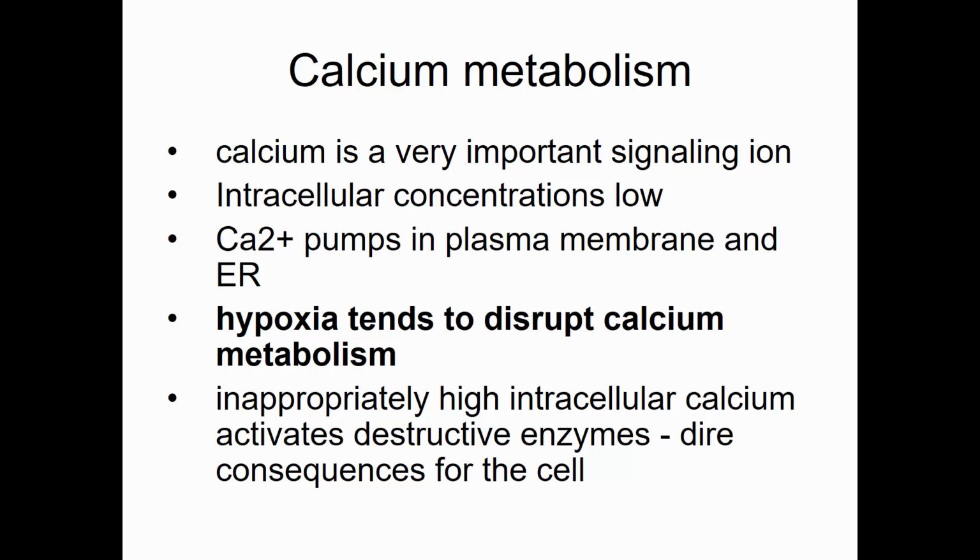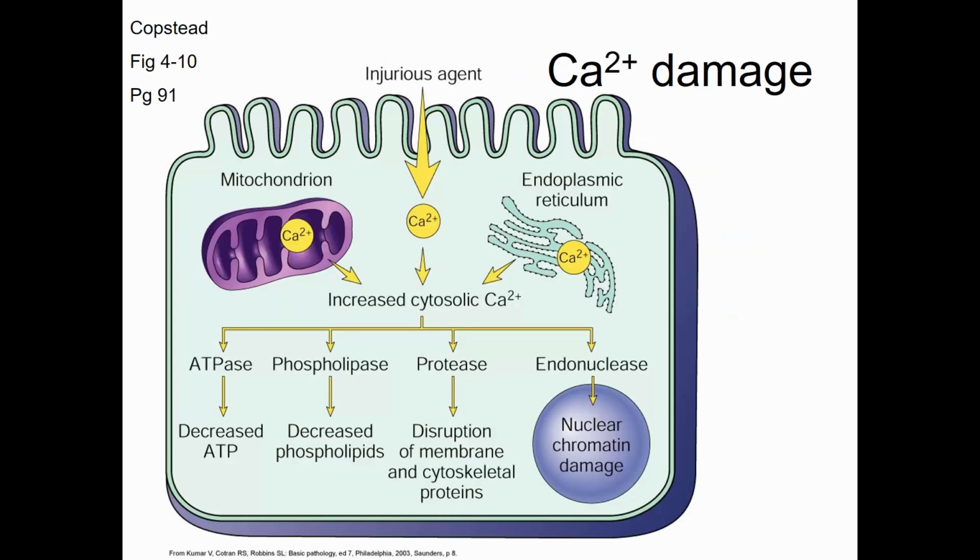We have calcium pumps to pump calcium out of the cell. We have proteins that do that. So when you have hypoxia, you don't have the ATP to run your calcium pumps. You don't have a way to control calcium. Calcium starts to rise, you activate enzymes inappropriately, which has dire consequences for the cell. And we all see that here.